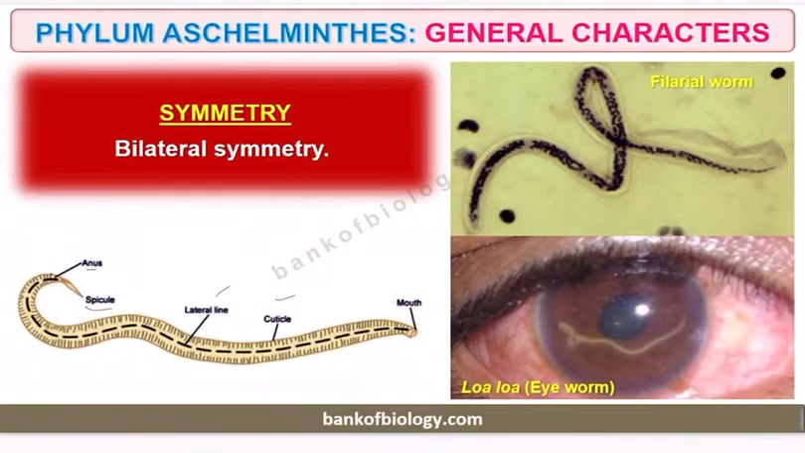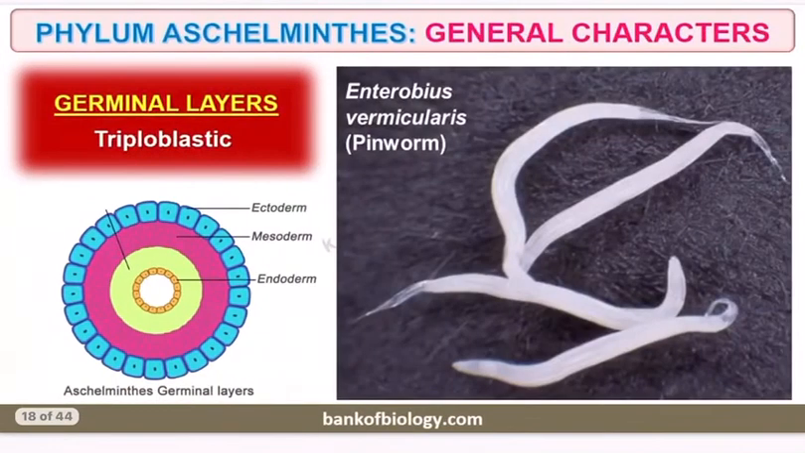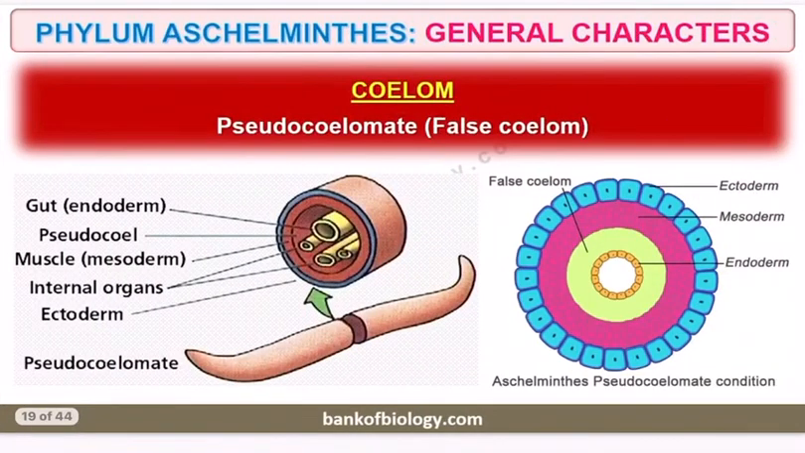Okay? And the filarial worm, it is called the eye worm. And there is presence of anus, presence of spicules, then lateral line because of bilateral symmetry, presence of cuticle, and anterior side mouth is situated. And the layers, 3 layers, ectoderm, mesoderm, and inner endoderm. So we say triploblastic animals. Like we have got a pinworm, which is a triploblastic one, 3 layers.